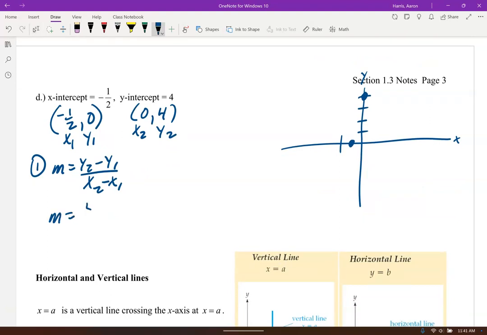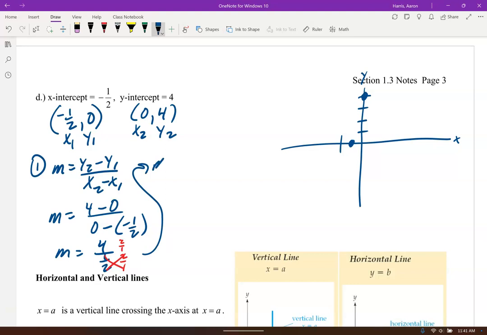So y2 is 4 minus y1 is 0 over x2 minus x1. So I got 4 over positive a half. So I'm going to multiply by the reciprocal of a half, 2 over 1, top and bottom. So I got my slope. Slope ends up being 8. So this is pretty steep, right? It goes up 8 over 1. Slope of 8. So now I have my slope.